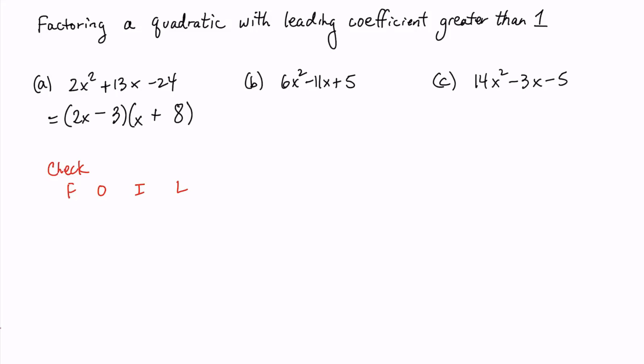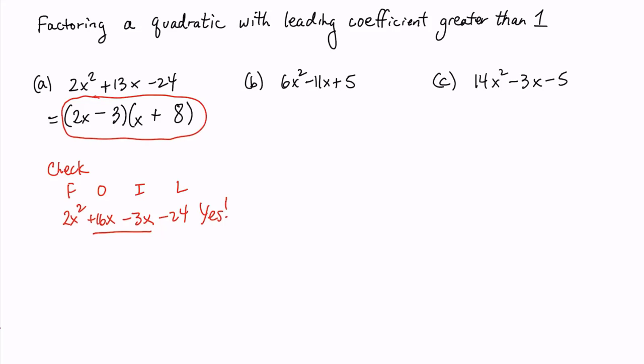So the first position, 2x times x, is 2x squared. The outside position, 16x. The inside's minus 3x. And the last is minus 24. That does check. So, you've written the product into 2 factors. The first factor is 2x minus 3. The second factor is x plus 8.